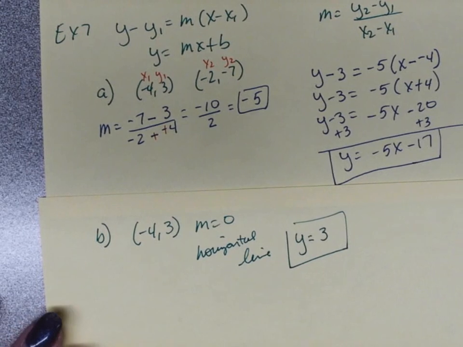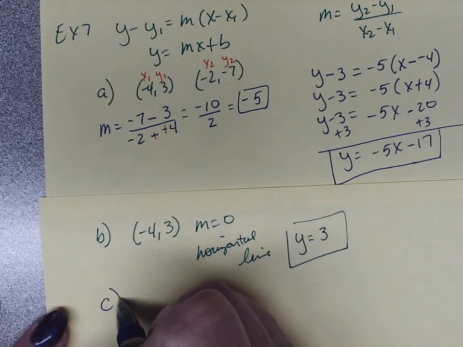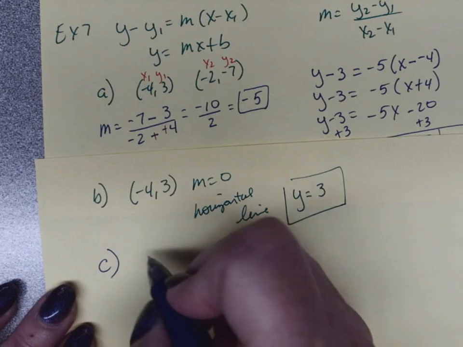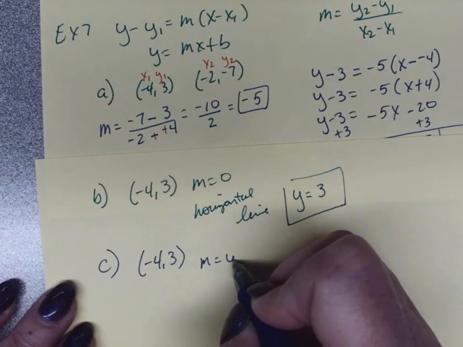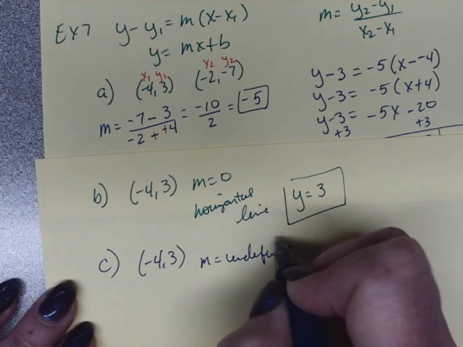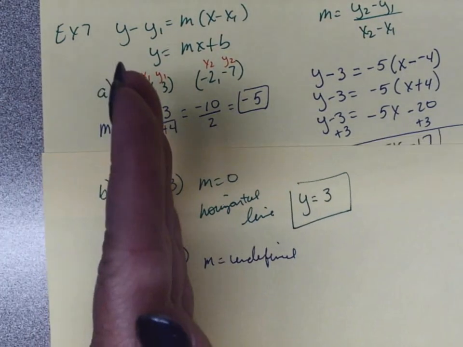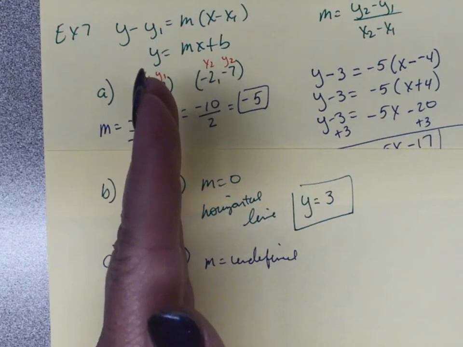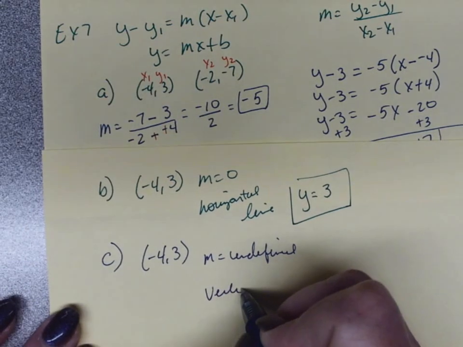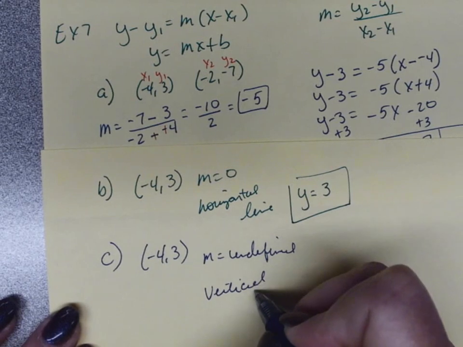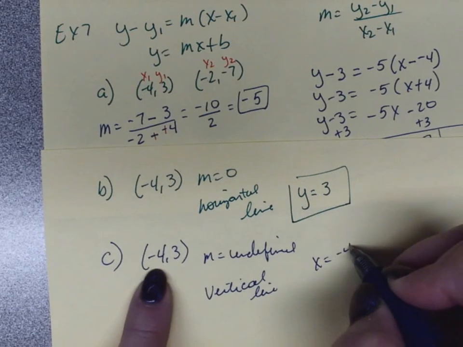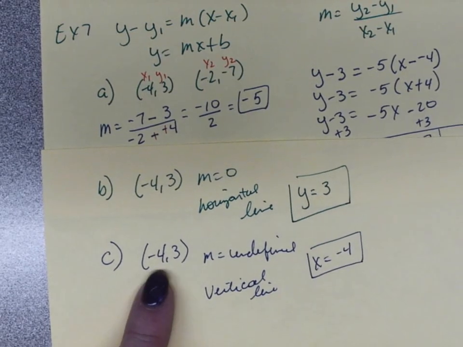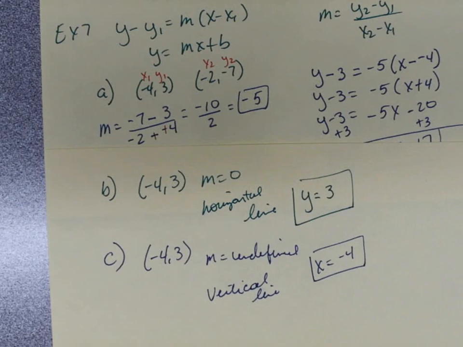Now on part C, we are given that it passes through the point negative 4, 3, but our slope is undefined. An undefined slope is a vertical line, and a vertical line has an x equal, so it'll be x equal to negative 4. You won't have a number you can plug in because it's undefined, so it's just an x equal graph.